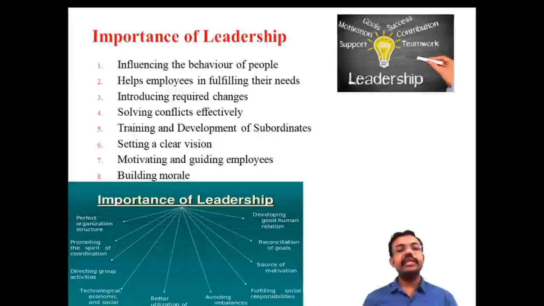And the third one is introducing the required changes. Leadership is always dynamic. That means it changes according to the situation. And a good leader always tries to identify the necessary changes required for the organization. So he is able to introduce a lot of changes in the organization for better performance. So, introducing the required changes.